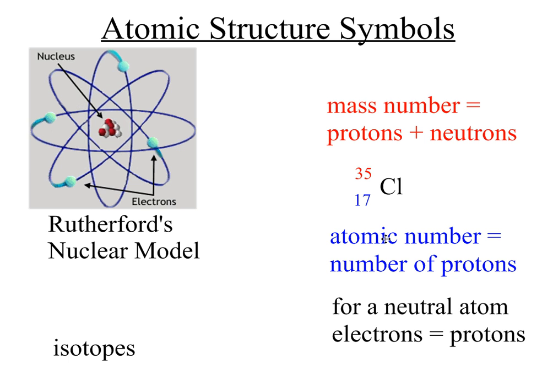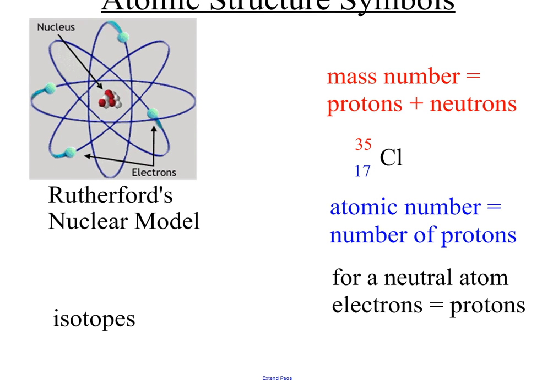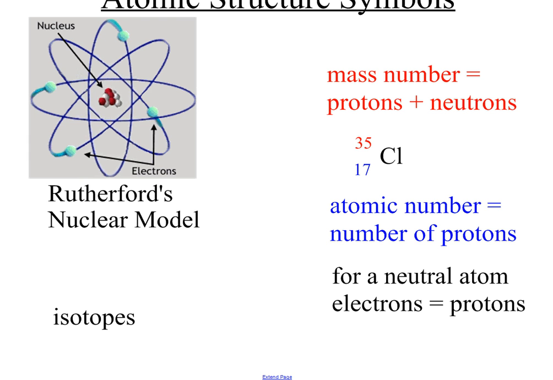If we have a neutral atom, then we would have the same number of electrons as protons. So in a neutral atom, you wouldn't see a charge on this. If this were not a neutral atom, say this were a chlorine ion, we would see a 35, 17 Cl minus. And so the minus indicating that there is more negative charge than there is positive charge. The only way to do that is to add an electron.